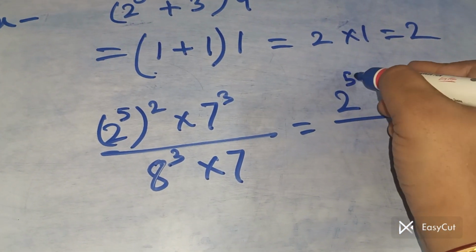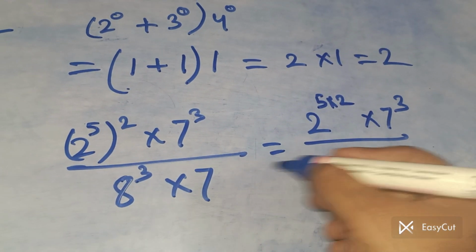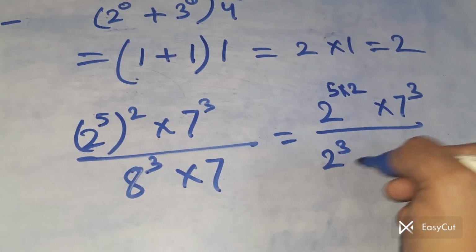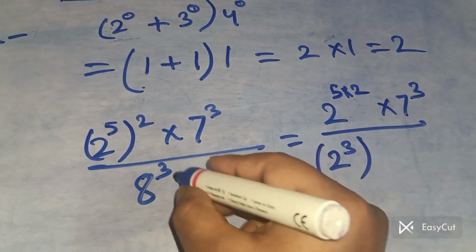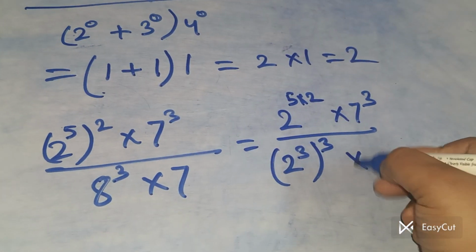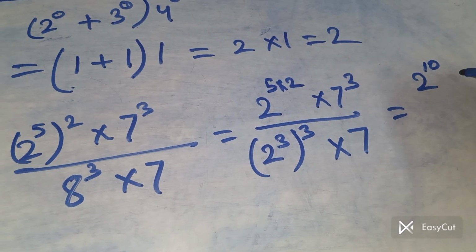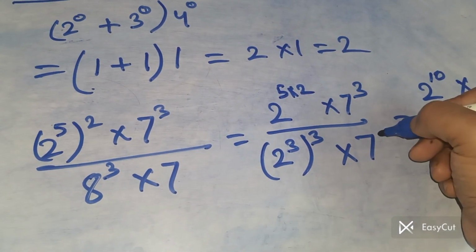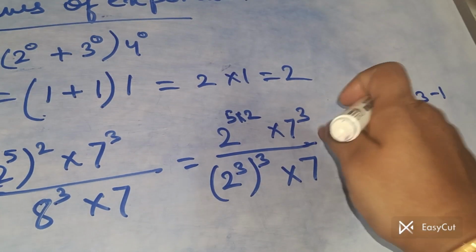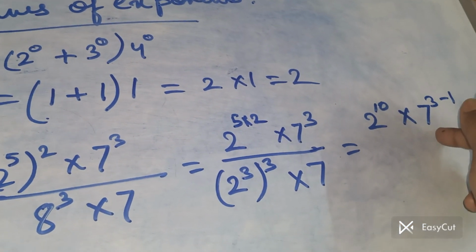5 into 2 we have to do. Then into 7 to the power 3 we will write. 8 means we can write 2 cube. 2 cube is 8, 2 multiplied 3 times is 8. And also outside it was here 8 to the power 3 was already there. So we will write it like this, into 7. 2 to the power, here 5 into 2 means 10, into 7 to the power 3. Here the power is nothing but 1. So it will be 3 minus 1 because they are in division form. 7 to the power 3 by 7 to the power 1. So it will be 7 to the power 3 minus 1.